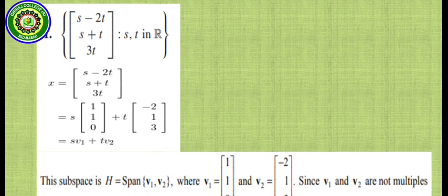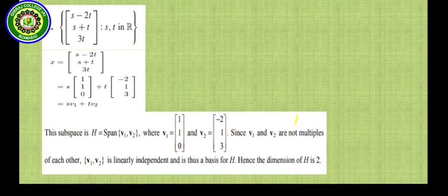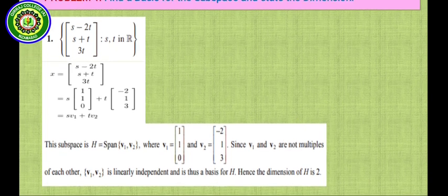H equals span of v1, v2, and we know a span set is a subspace. So H is a subspace. Here v1 and v2 are not multiples of each other; these two are different vectors. Different vectors here means these two vectors are linearly independent, and these linearly independent vectors form a basis for H. So what is the dimension of H? The dimension of H is 2. The elements of H are written as a linear combination of linearly independent vectors, and those vectors form a basis for H, so the dimension of H is 2.